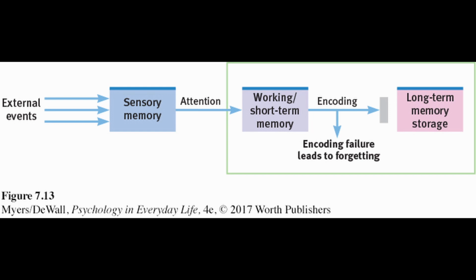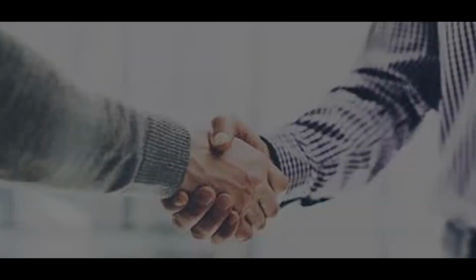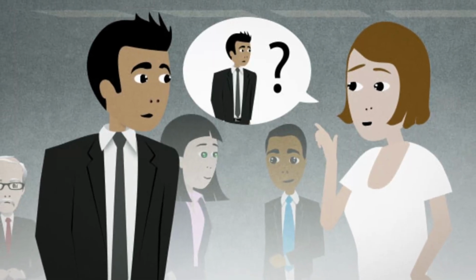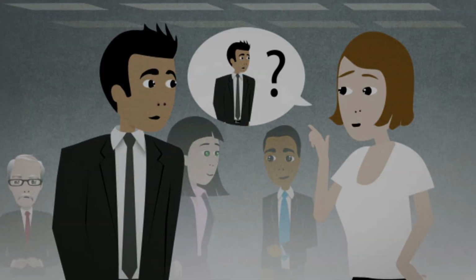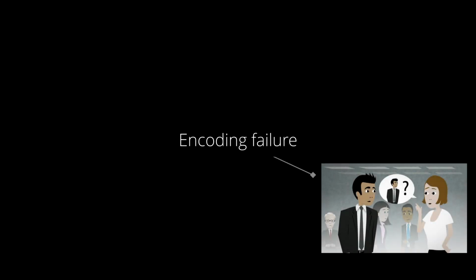An example of this would be, imagine you meet someone at a party, but you don't pay attention to their name whenever they introduce themselves. Later, you can't remember their name because you didn't encode it effectively in your memory. Now, that is a perfect example of encoding failure.